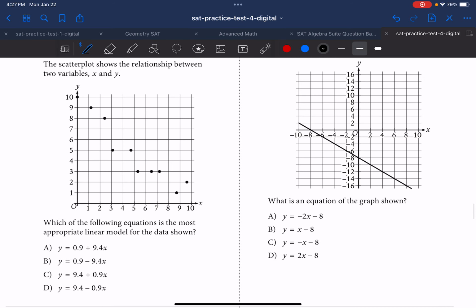The scatter plot shows the relationship between two variables. So this is approximately something like this. So we know that this is a negative slope. So A is wrong, C is wrong, and we know that the y-intercept is above 9 to 10, so B can't be right. The answer is D.